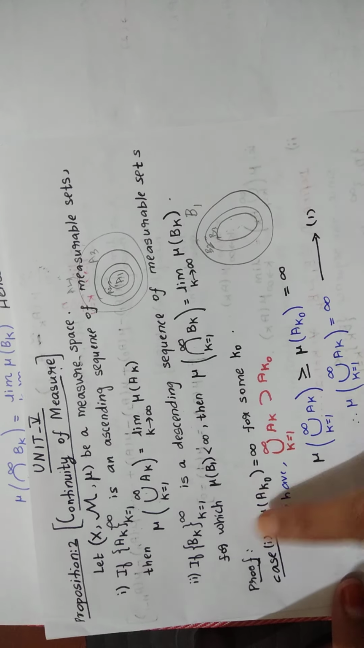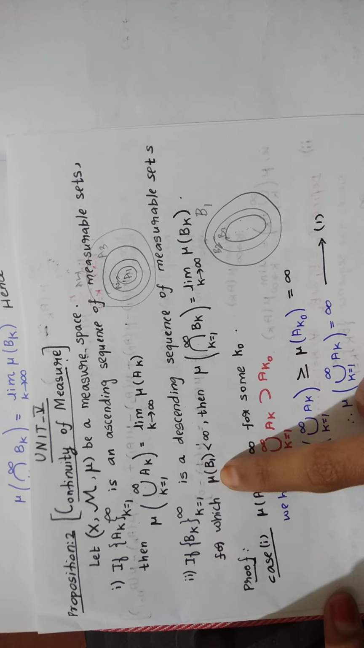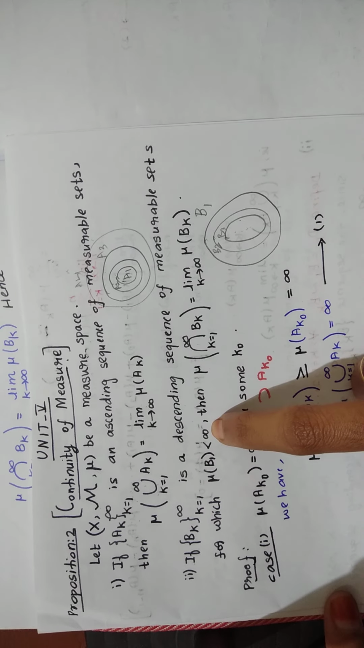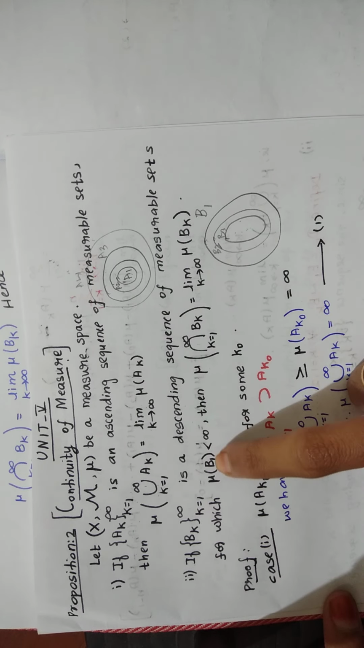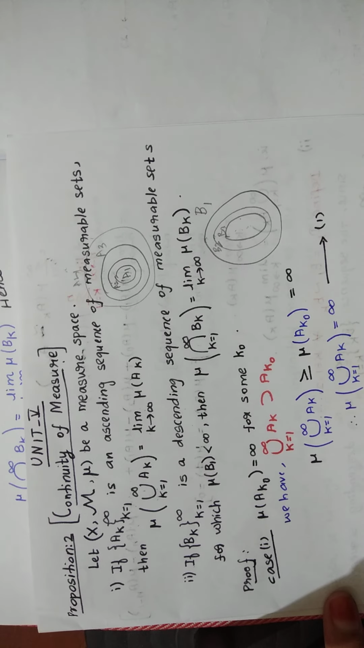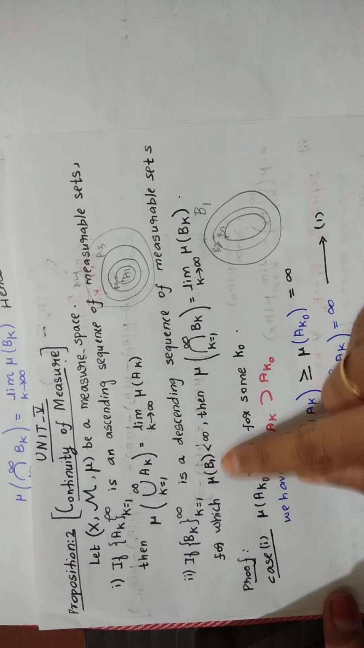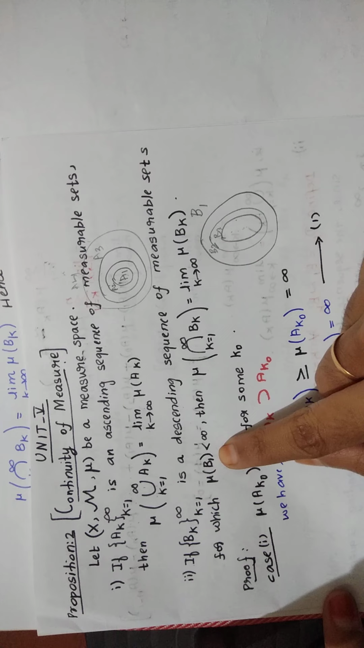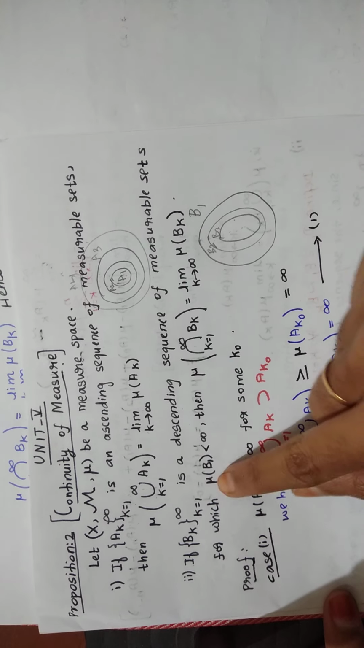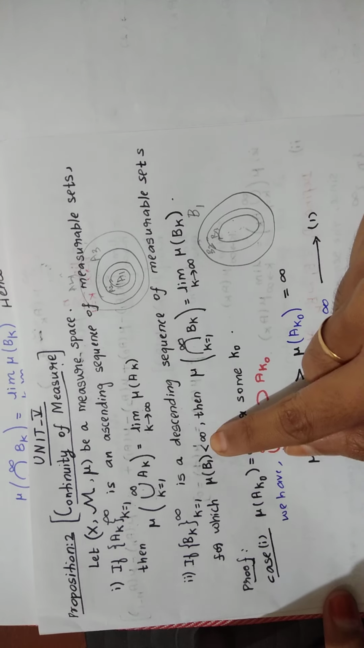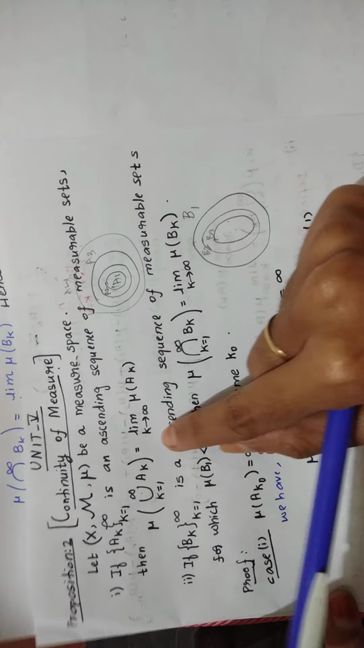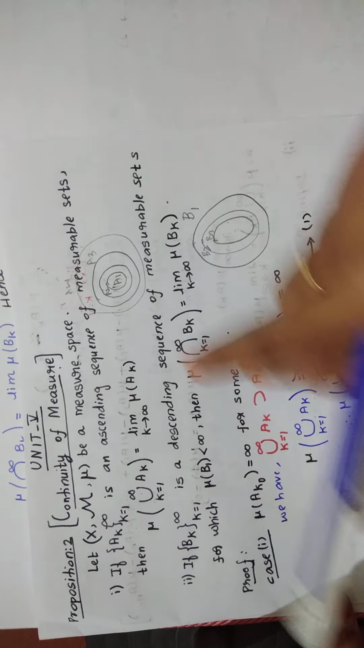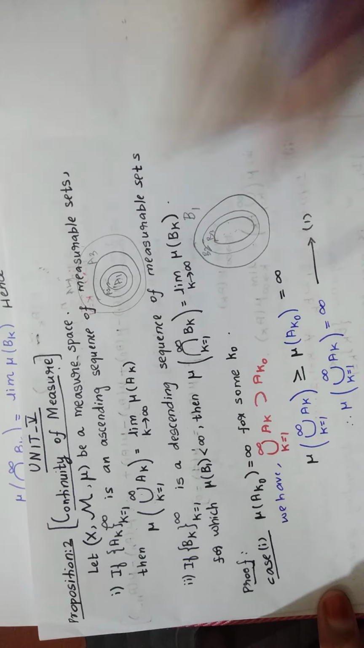Now another condition is also given: mu of B1 is less than infinity. What is meant by this? When you find the measure of this measurable set B1, the value will be finite. That is the meaning of this. Mu of B1, the measure of B1, will be finite. Then if these two conditions are there, we have to prove this. This is our statement.